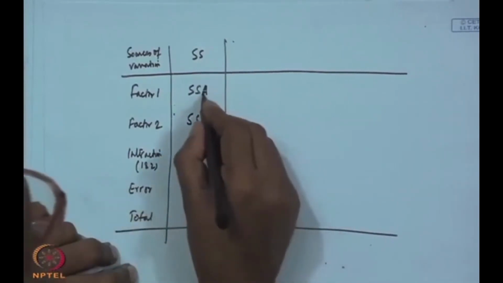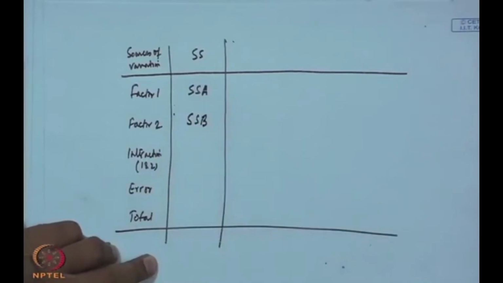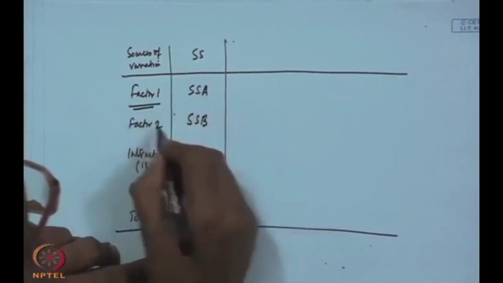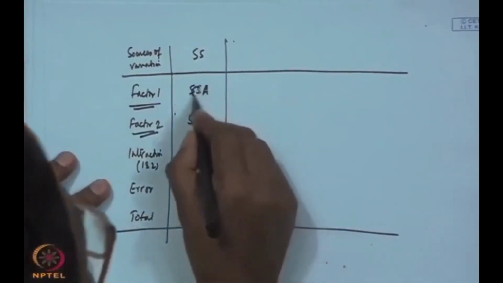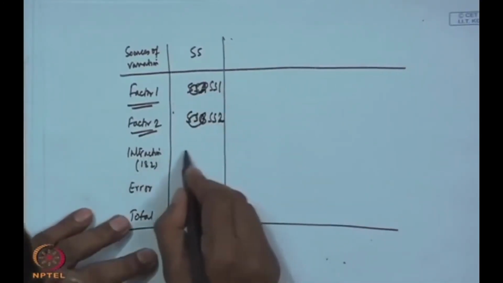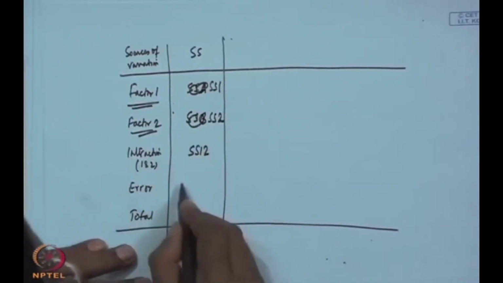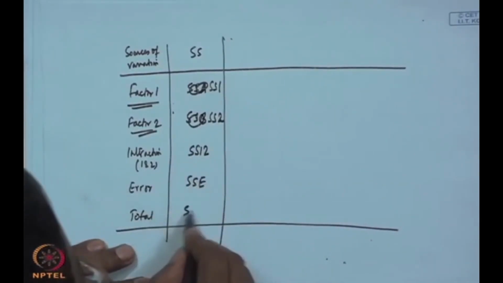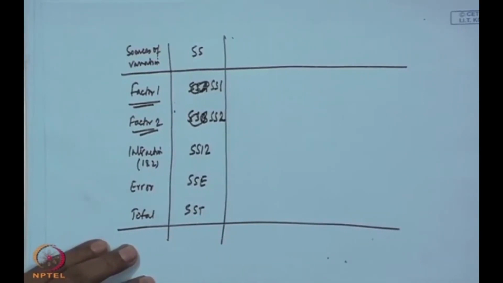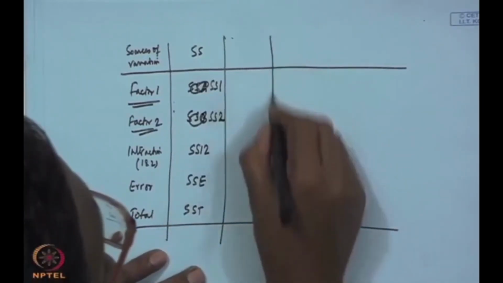I think we should change it a little, because B is already used for between. So, factor 1, factor 2. If I write like this SS1 and SS2, no problem, then SS12, then it is SSE, and this will be SST. In ANOVA, it is always basically partitioning the total variability into the sources of variability. Okay. So, here what will be the degrees of freedom?